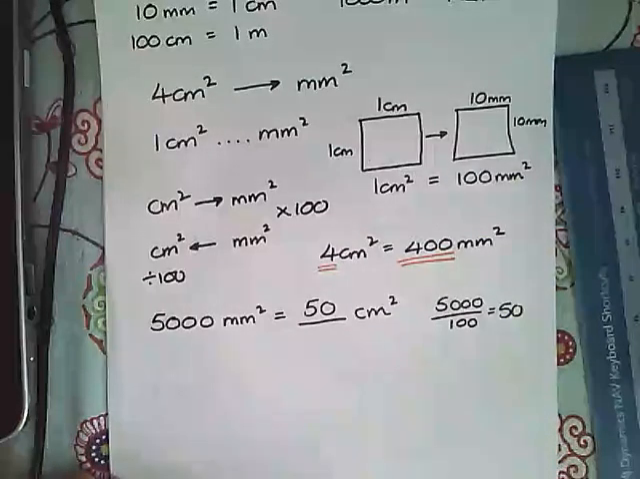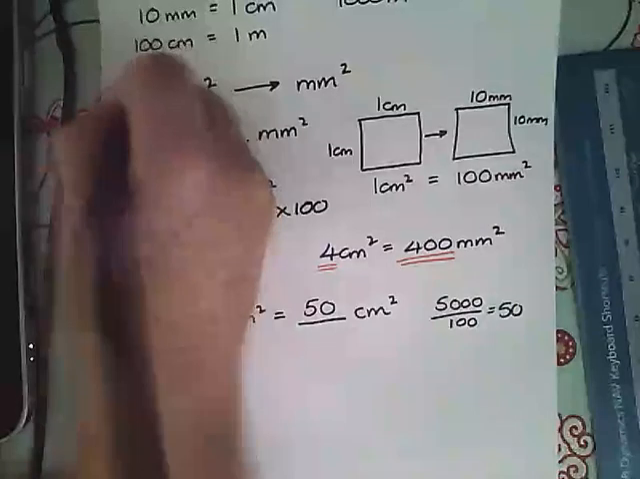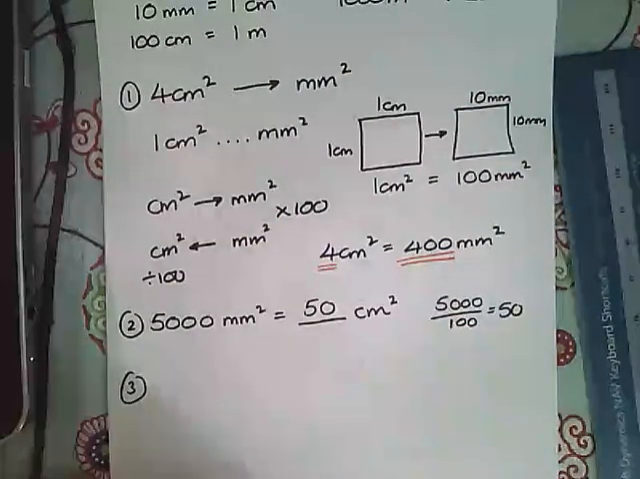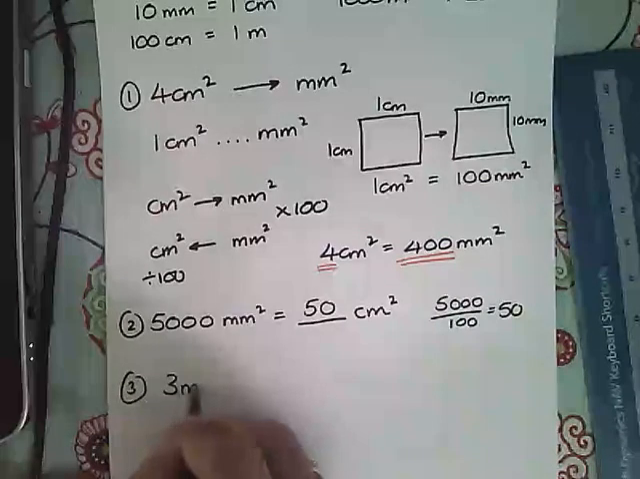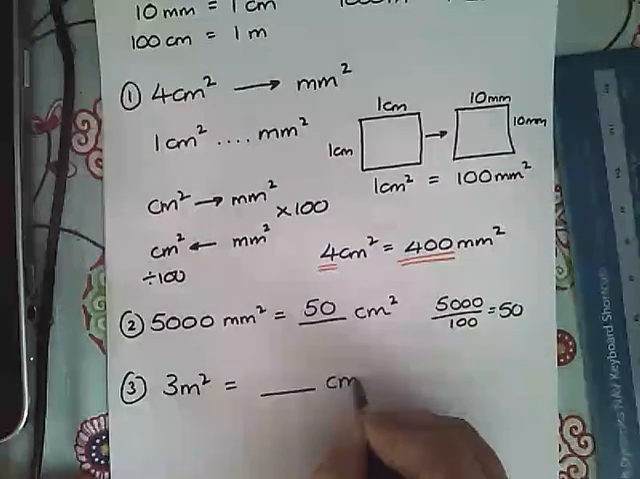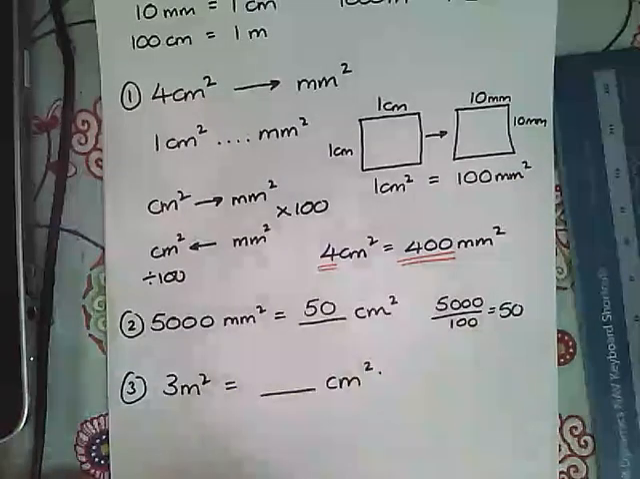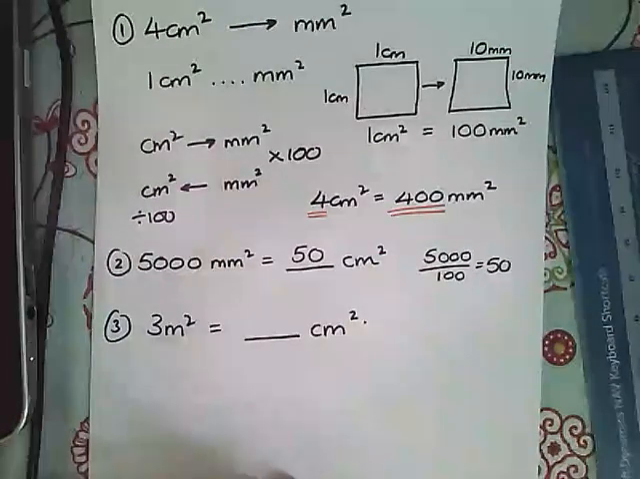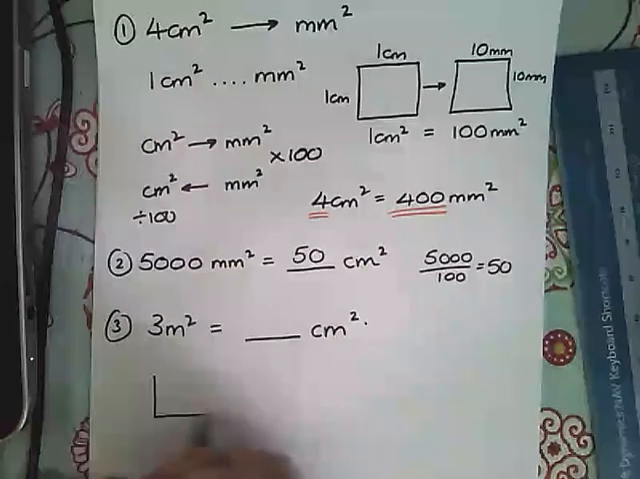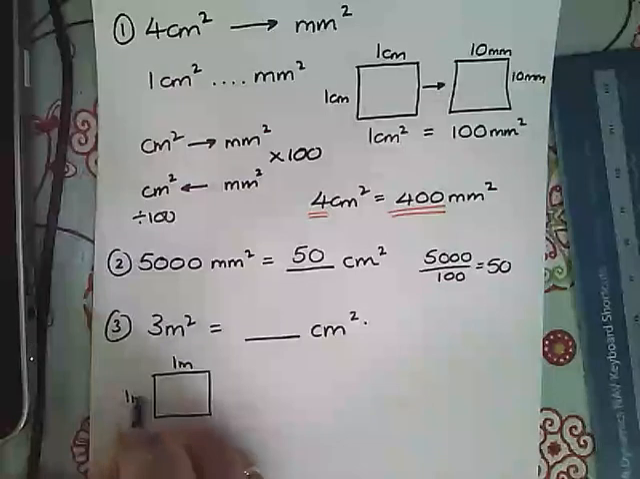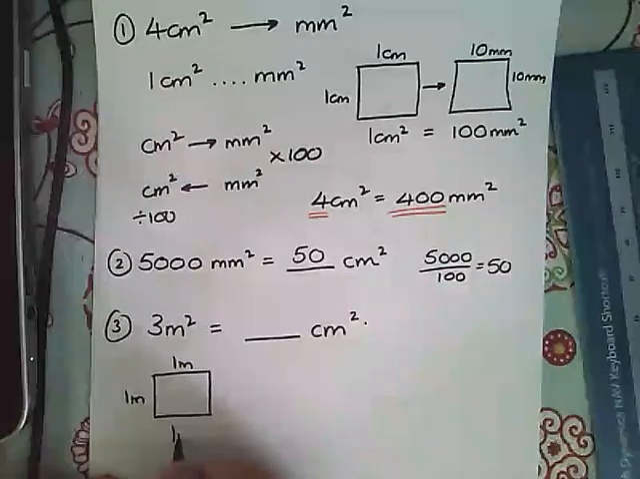And finally, I'm going to do another example. So that's number 1, number 2, number 3, where I'm going to convert this time 3 meters squared into some amount of centimeters squared. And because I haven't done this conversion with my Kirby diagram, I'm going to draw that diagram and it will help me do the calculation. So 1 meter squared is 1 meter by 1 meter. That's 1 meter squared.